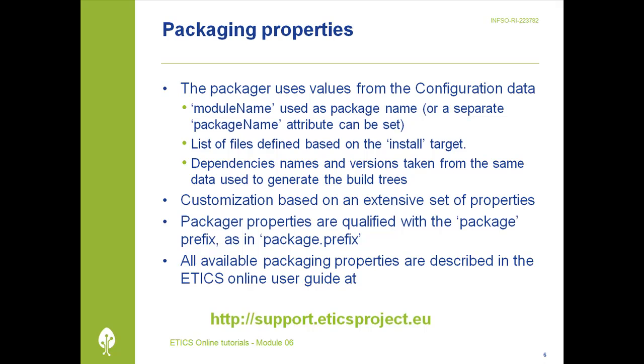The ETICS Packager can be further customized by means of an extensive set of properties which can set specific values for almost every part of an RPM spec file or the Debian control and rules files. The packager properties can be distinguished from other built-in ETICS properties by the fact that they are qualified with the package prefix, as in package.prefix. All available packaging properties and their values and usage are described in the ETICS Online User Guide at http://support.eticsproject.eu. We will now look at some of the most important properties and how to set them in ETICS.